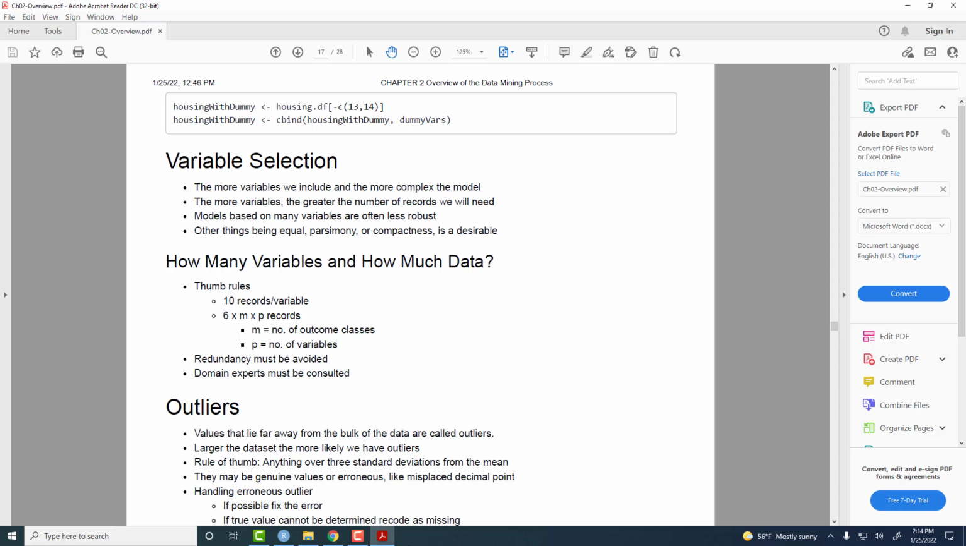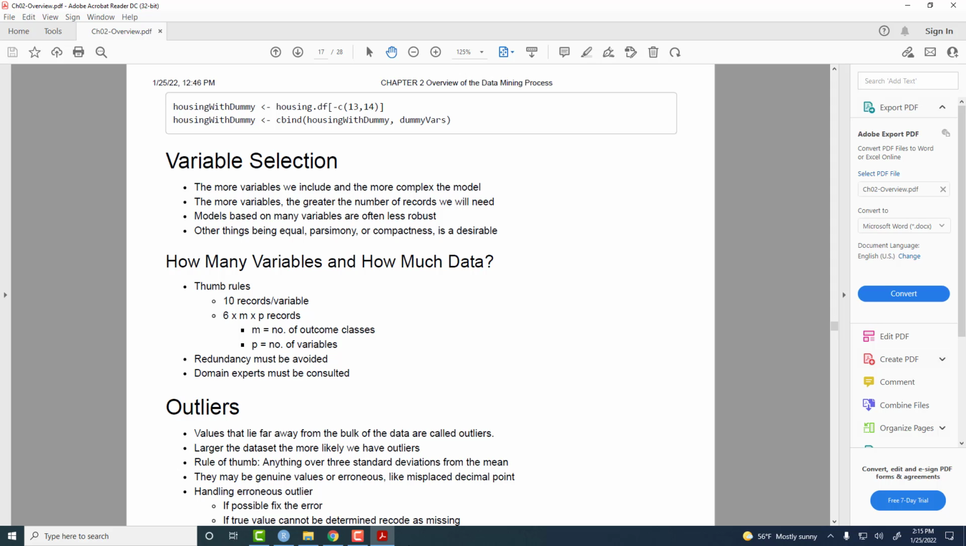For example, if you have an employee database, you have age and experience. Age and experience are likely to be very highly correlated. Older people have more experience, right? So only one of them is sufficient. There is redundancy there. So you can get rid of one of the 2 variables. So that's what this means.